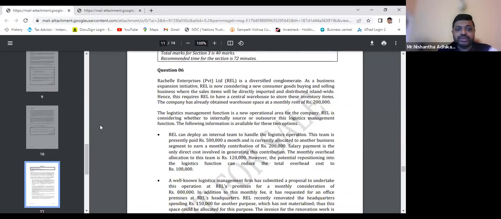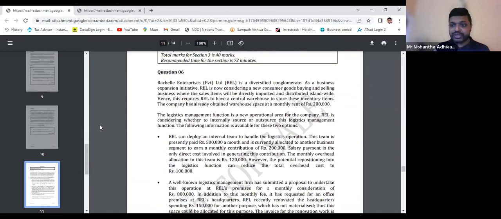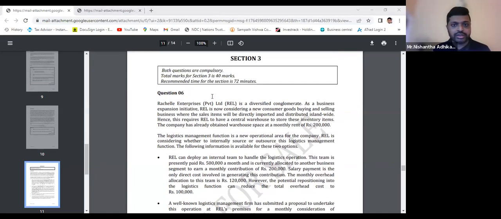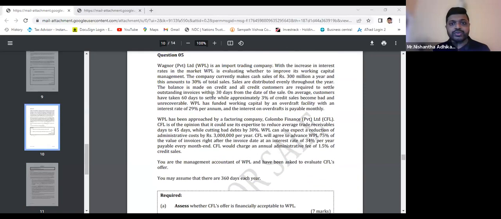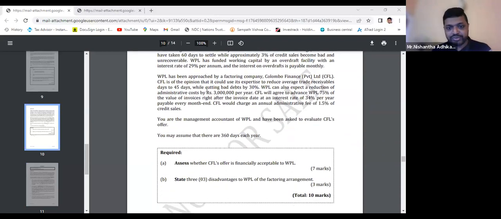Now we are moving to the next section. Question number 6, 20 marks will be allocated. Okay, we'll read the illustration first, guys. This is not a difficult question at all. Sorry, the 5th question has been discussed. Wagner Private Limited, we have discussed. Question 5, the working capital management question, we have discussed.